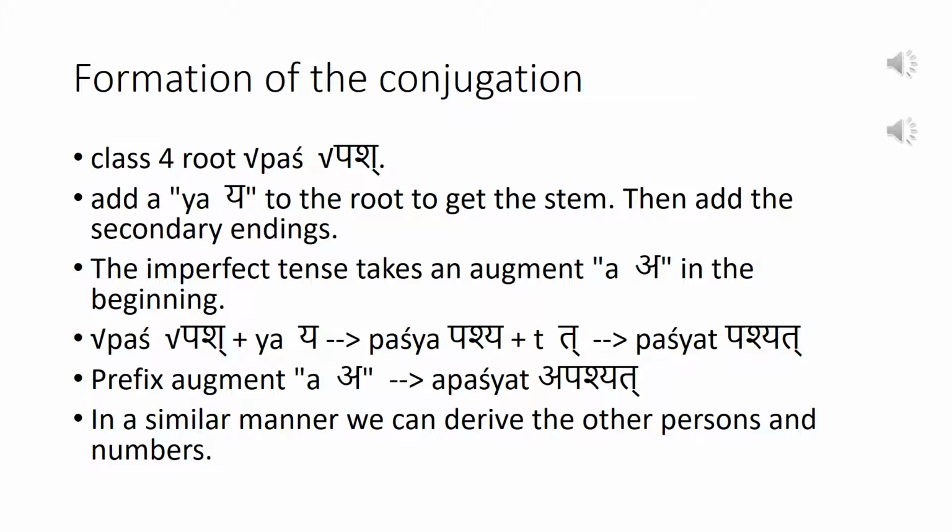So the stem is pash plus ya, pashya. Then the endings are added. For example, for the third person singular, the ending t is added to get pashyat. Then the augment a is attached to the beginning to get apashyat. In a similar manner, we can derive the forms for the other persons and numbers.